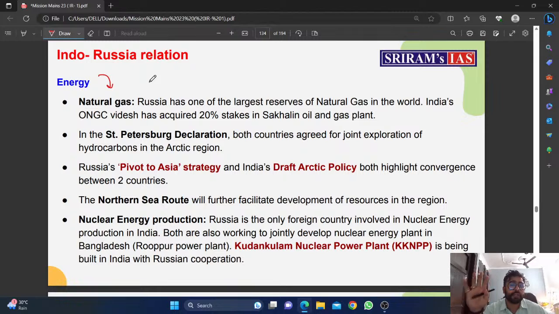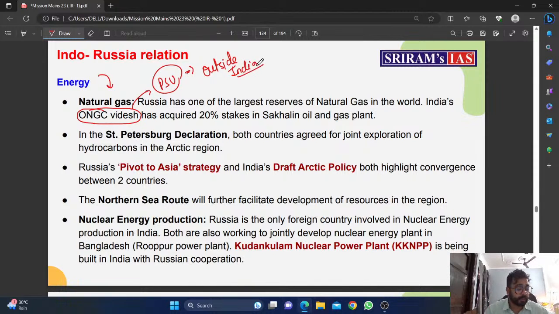Now Russia has one of the largest natural gas reserves in the world, and we are building all the connectivity projects that I have explained to you earlier. These connectivity projects will help us bring natural gas to India. And Russia has also allowed Indian companies like ONGC Videsh. This is a PSU under ONGC. The main purpose of this company is to do oil and natural gas exploration outside India. All the exploration that this company does is outside India.